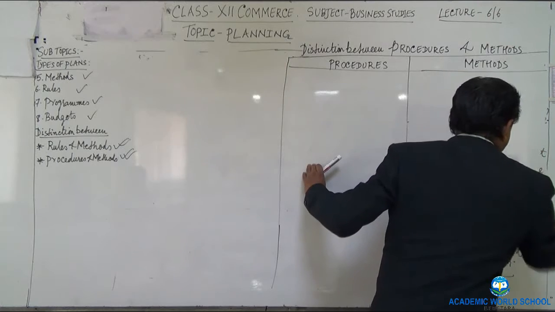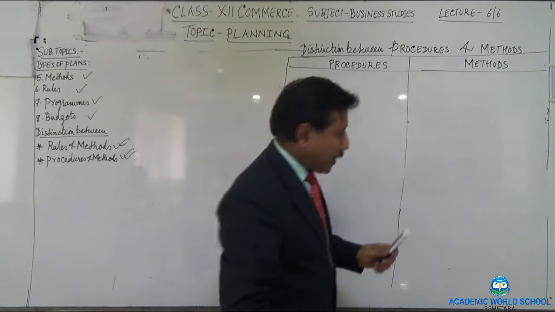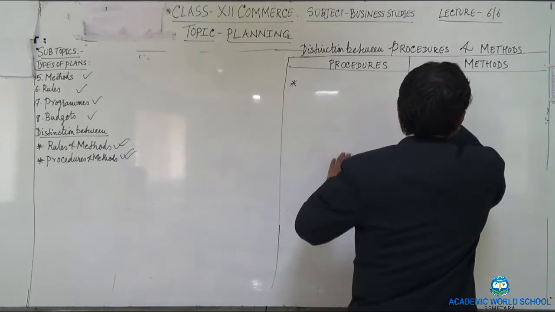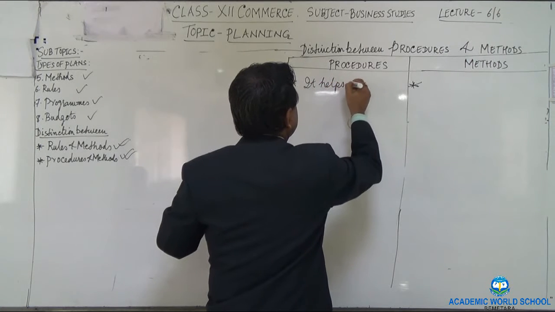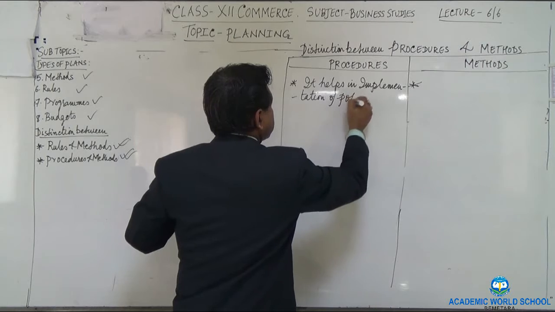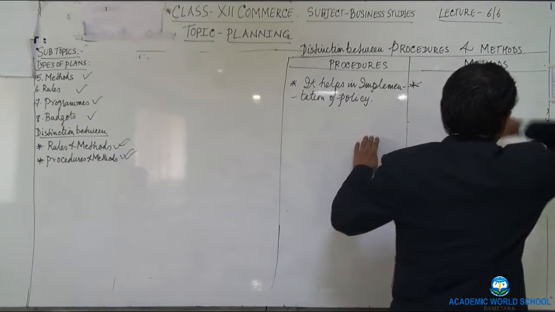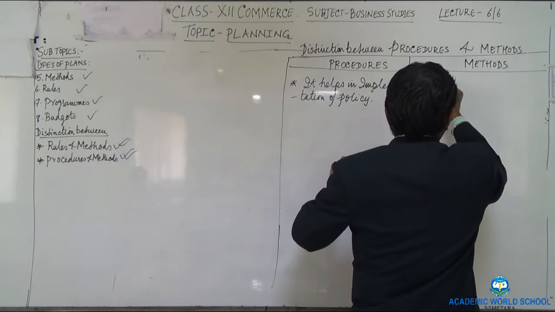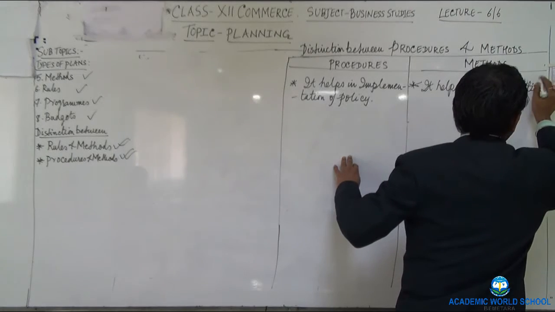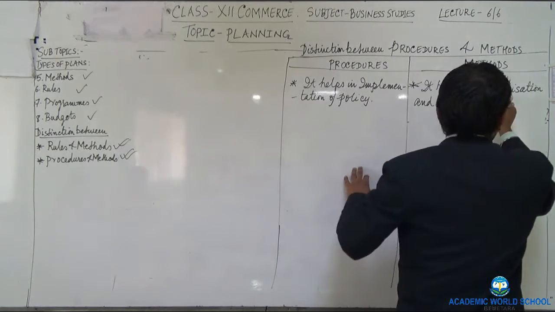Okay, we'll go on writing. Under procedures: it is implementation of policies. It helps in implementation of policy. And in methods, we can write, it helps in standardization and coordination of activity.